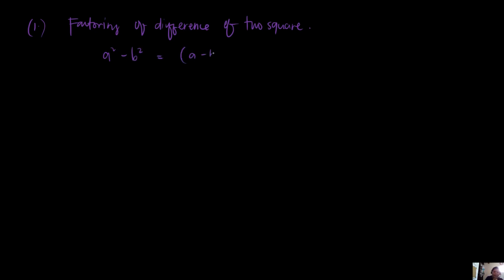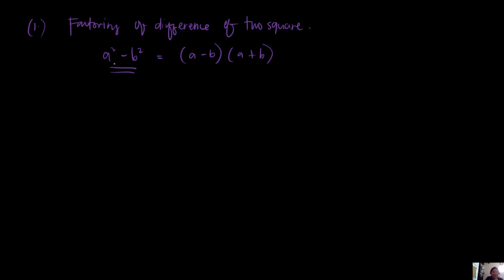So first, let's have factoring of difference of two squares. For example, here is our pattern: a squared minus b squared is equal to the quantity a minus b, times the quantity a plus b. We can use factoring of difference of two squares if this is our pattern.